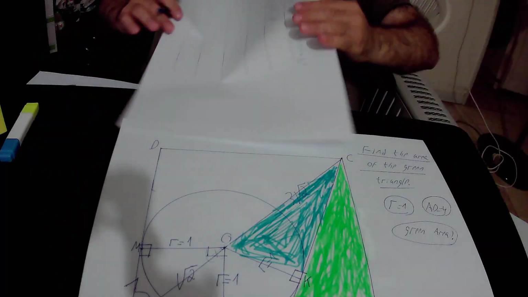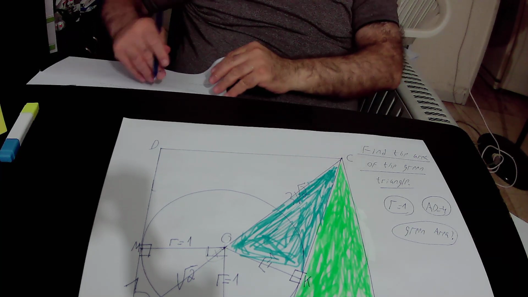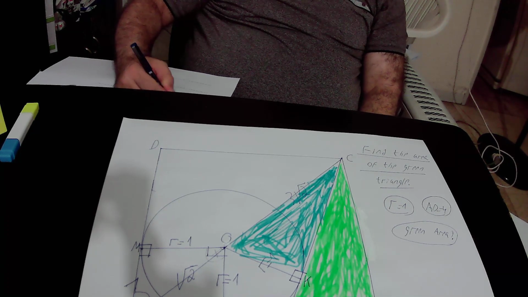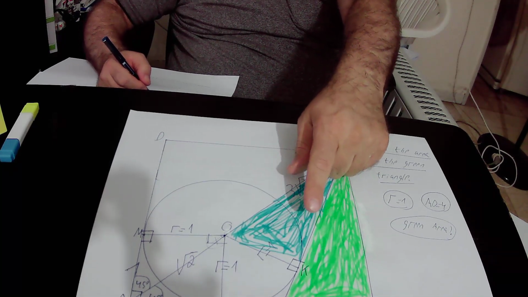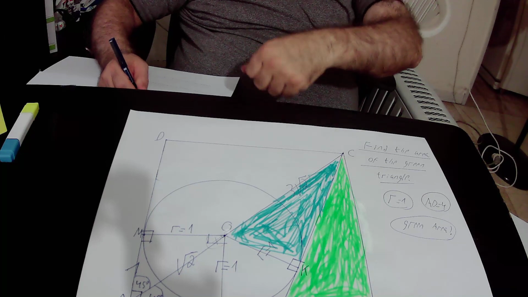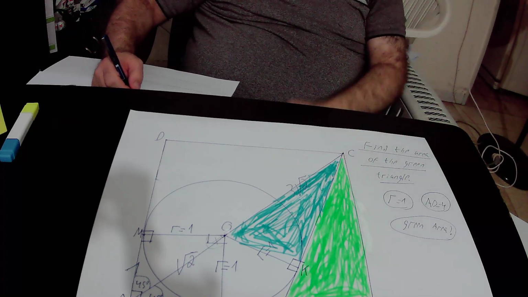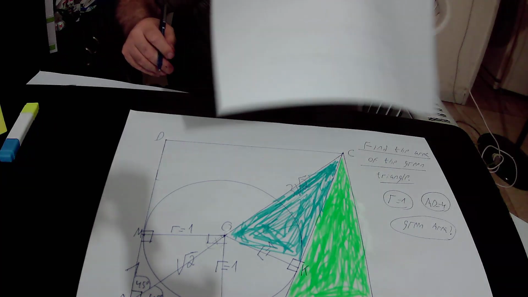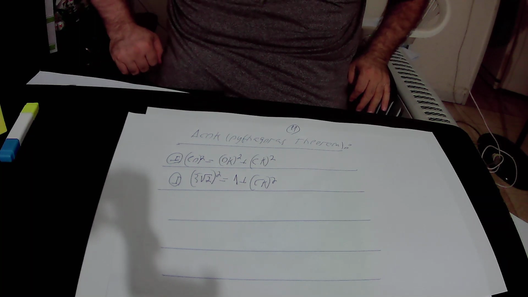And we have already found out that CO equals 3 times square root of 2 units. So CO square will be equal to 3 times square root of 2 square. And it equals OK square. OK equals 1 unit. This is the radius of the circle. So OK square is 1 square, which is 1, plus CK square. CK is the missing variable, so we will leave it as it is. So in conclusion, 3 times square root of 2 square equals 1 plus CK square.